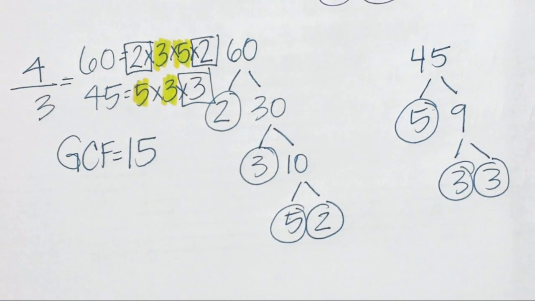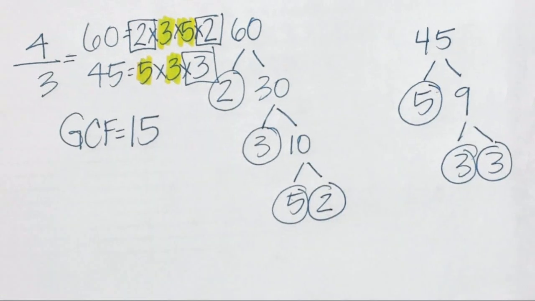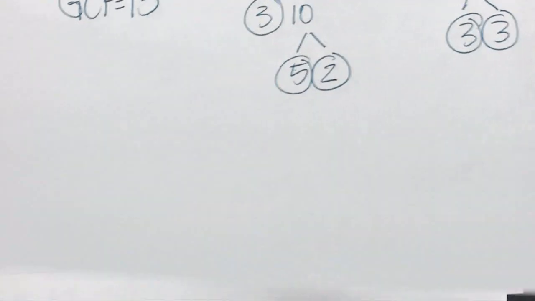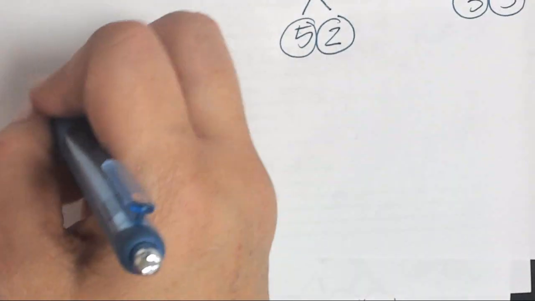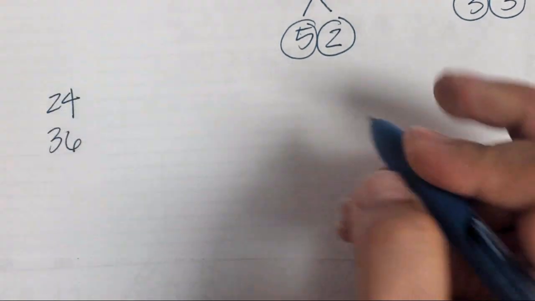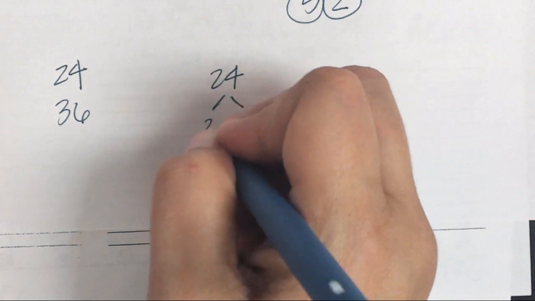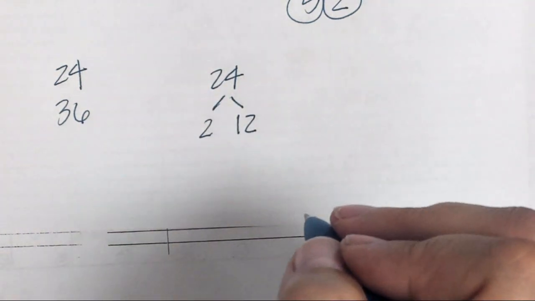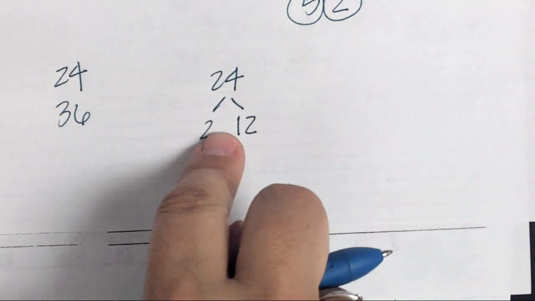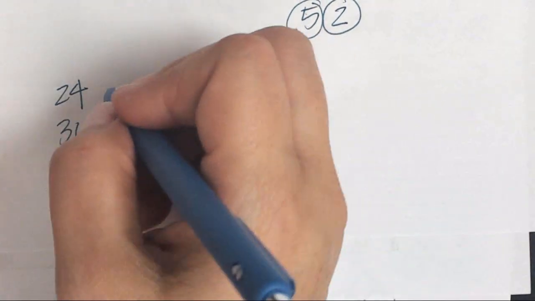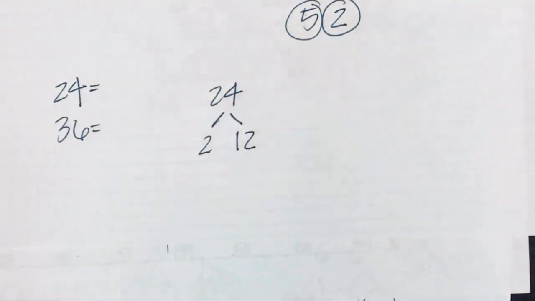All right, let's do one more, okay? So 24 and 36. Here we go. 24 and 36. So how am I going to multiply to get 24? 2 times 12. You can do, okay, all right, that's a great question. Let's do this one and then I'm going to show you something.